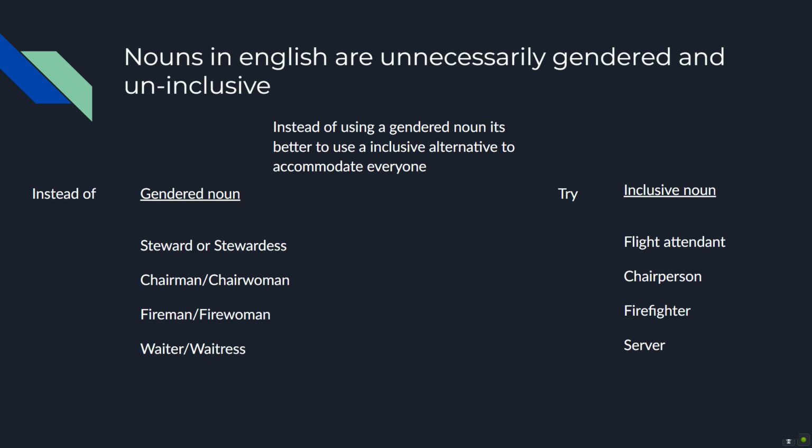Secondly, nouns in English are unnecessarily gendered and uninclusive. So instead of using a gendered noun, it's better to use an inclusive alternative to accommodate everybody. For example, instead of using a gendered noun such as steward or stewardess, you could use an inclusive noun such as flight attendant. Instead of using chairman or chairwoman, you could use chairperson. Instead of fireman or firewoman, you could use firefighter. Instead of waiter or waitress, you could use server.